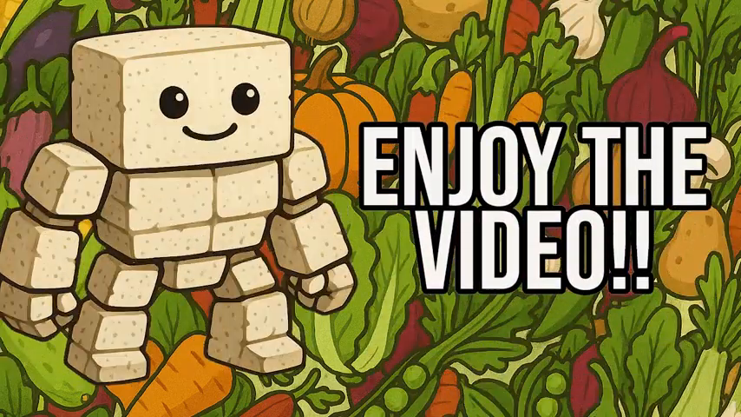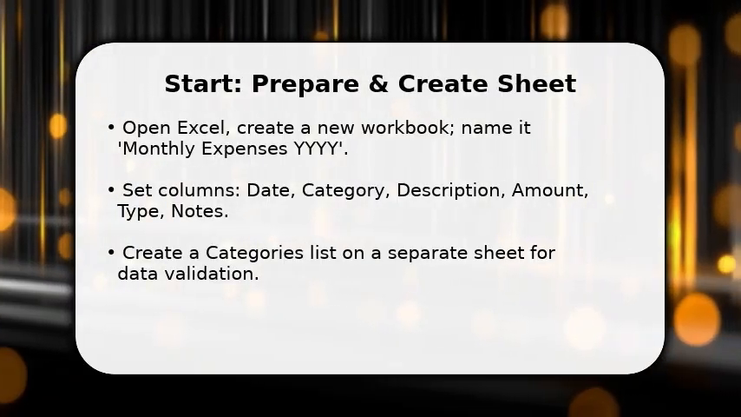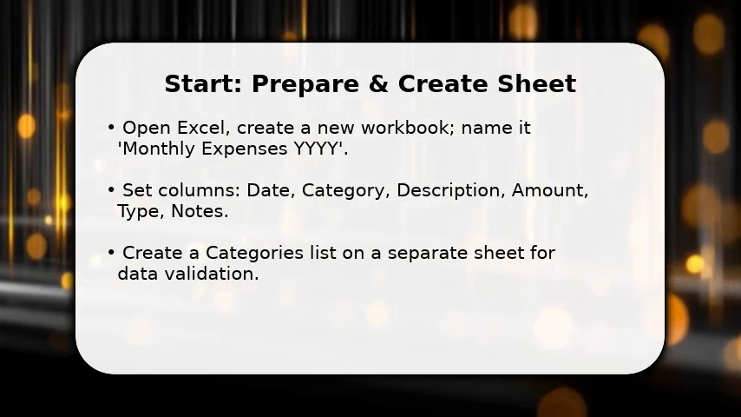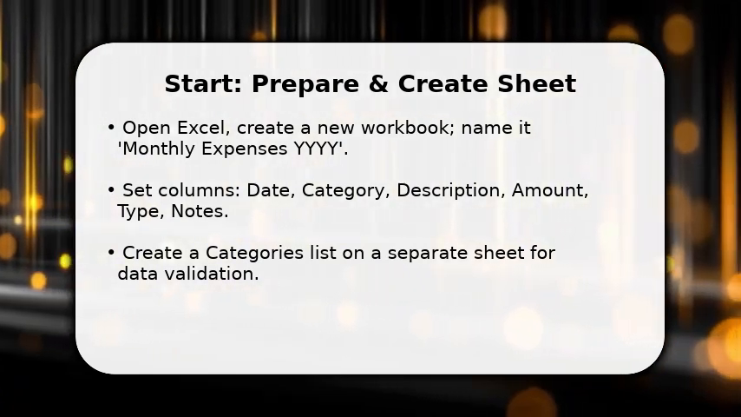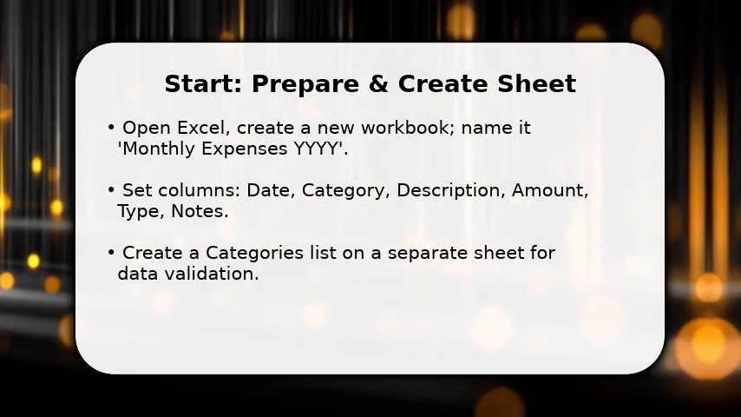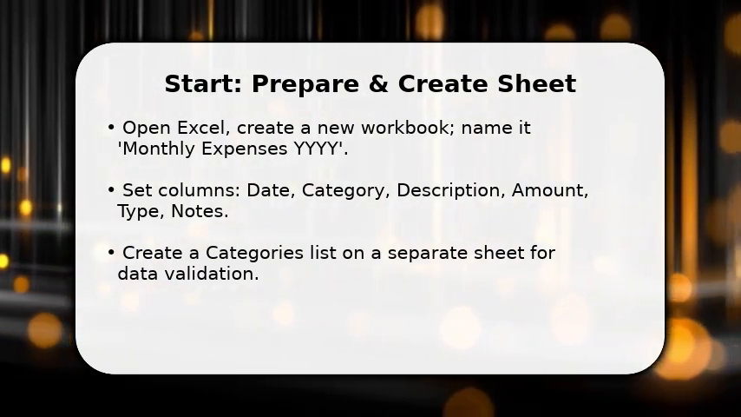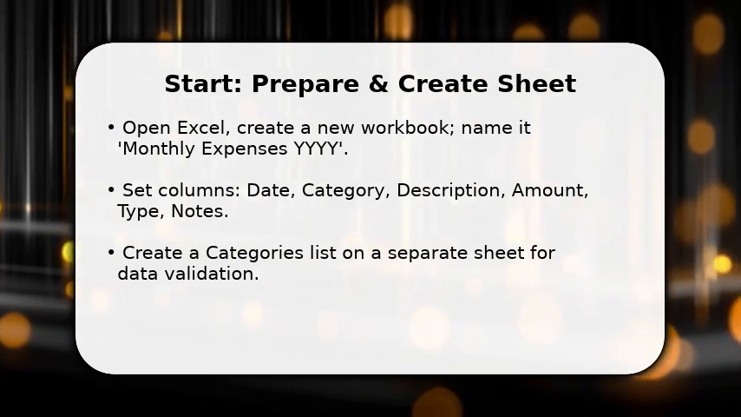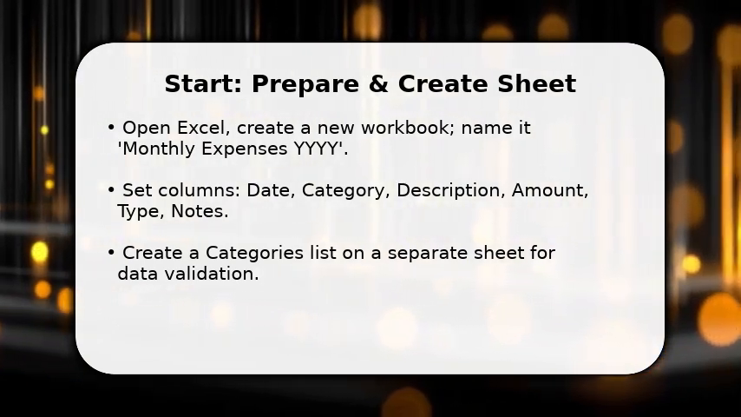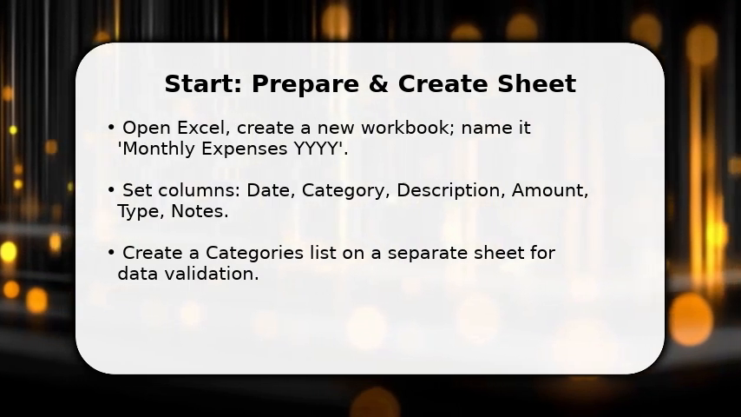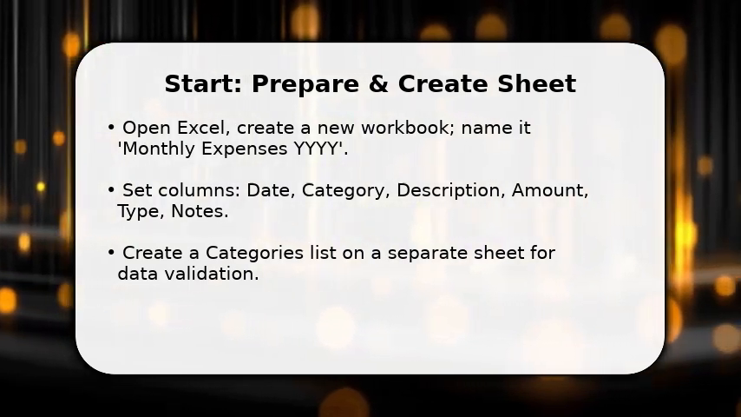Please enjoy the video. You begin by creating the workbook and a structured sheet so data stays consistent. Enter columns for date, category, description, amount, type, and notes. Once done, build a categories list on a second sheet and apply data validation to the category column. This prevents typos and makes summarizing reliable.